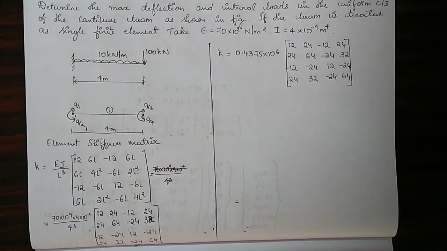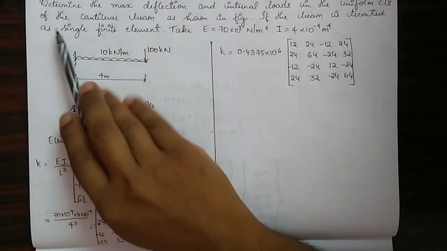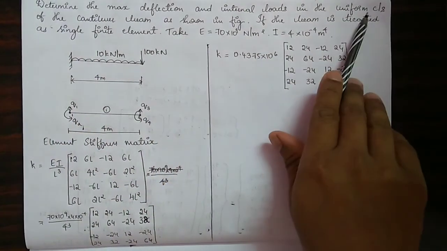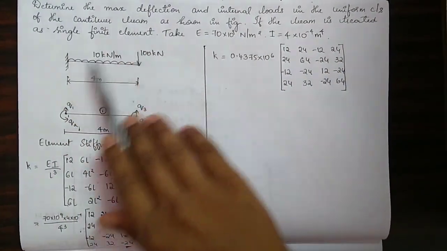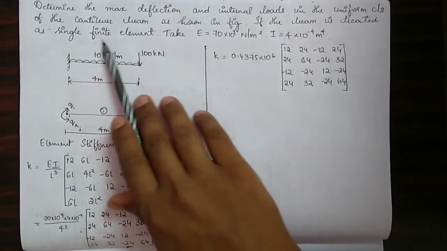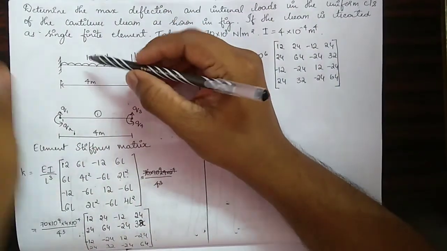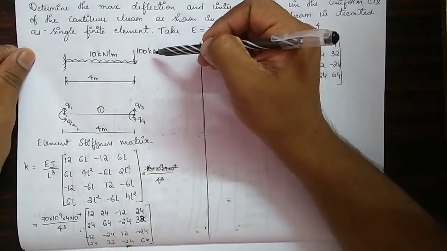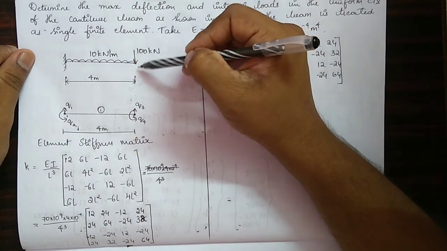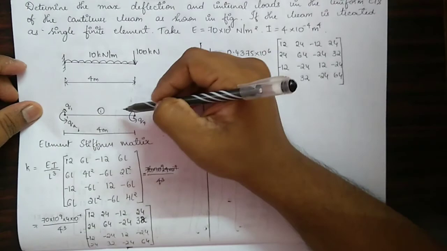So the next problem is related to UDL as well as a point load. Determine the maximum deflection and internal loads in the uniform cross section of the cantilever beam as shown in the figure, if the beam is treated as a single finite element. So I have taken it as a single finite element here. We have a UDL of 10 kilonewton per meter and 100 kilonewton of point load, and its distance is 4 meter.